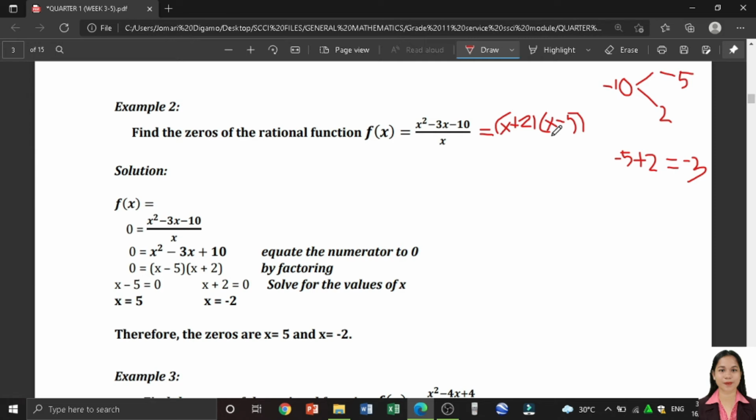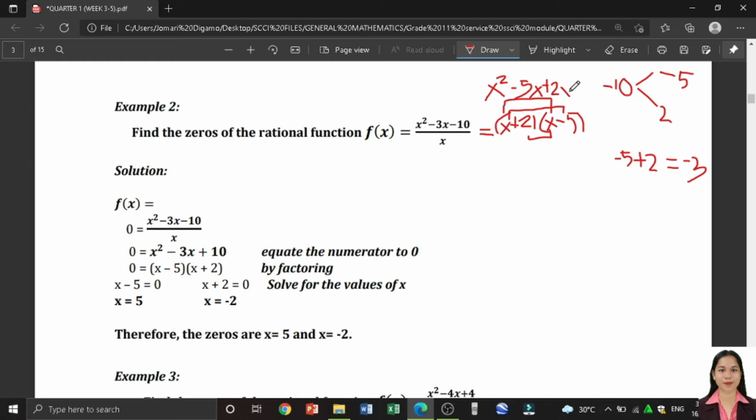And to determine if the factors are correct, you are going to multiply them using FOIL method. So we have x times x is x squared. So check natin, x times x is x squared. Then, x times negative 5. So we have here x times negative 5. So we have here negative 5x. Then the inner term, 2 times x. So we have here 2 times x is equal to plus 2x.